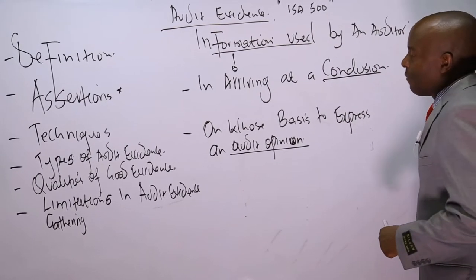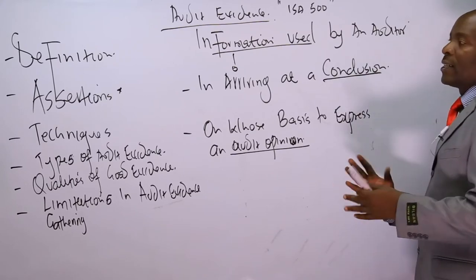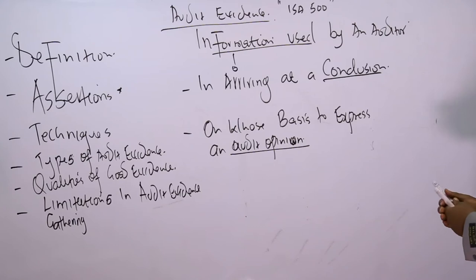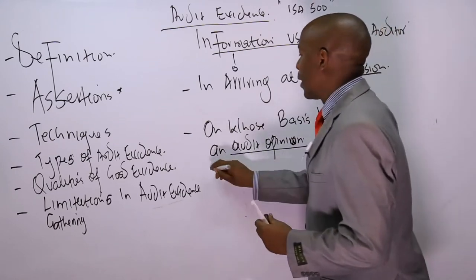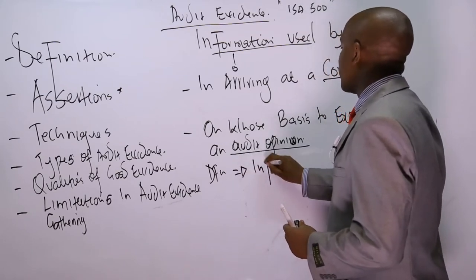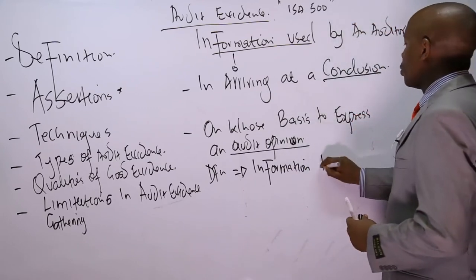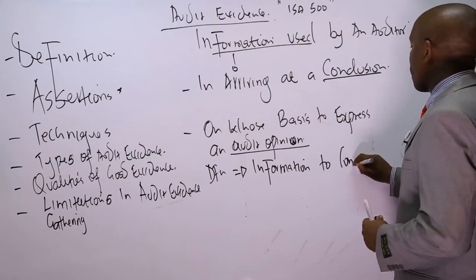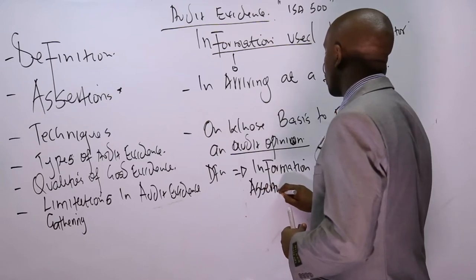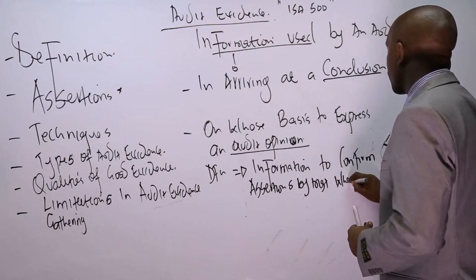Now, having covered the definition, we can bring in the issue of assertions and see exactly how the assertions relate to the definition of audit evidence. When we talk about evidence, sometimes you can define evidence as information that is used to confirm assertions made by the management. Assertions by management when preparing financial statements.